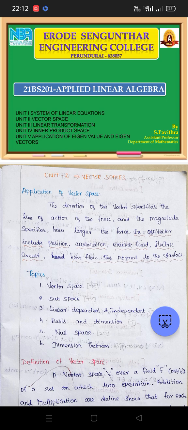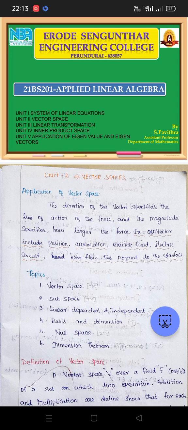The first topic is vector space, the second topic is subspace, the third topic is linear dependence and independence, the fourth topic is basis and dimension, the fifth topic is null space, and the sixth one is the dimension theorem. The first four topics are important 7 mark questions, and the definitions are 2 mark questions.